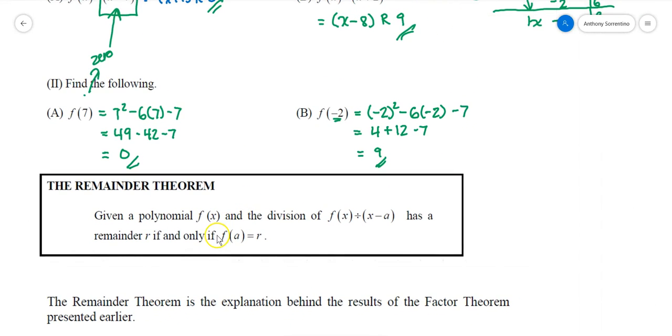Given a polynomial f of x and the division of f of x divided by x minus a, of course, binomial, 2 terms, linear because x has a power of 1, leading coefficient is 1, has a remainder r if and only if f of a equals r. So basically, if I want to figure out what the remainder is, all I have to do is plug in the potential 0 I'm going to have from the factor, and it's going to tell me what the remainder is. That works for these linear binomials, and that's the whole reason why the factor theorem works.